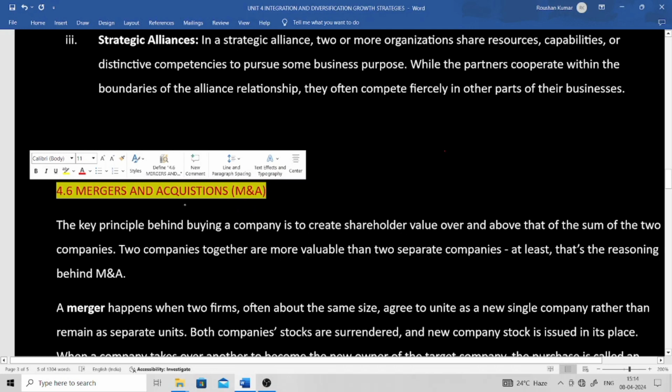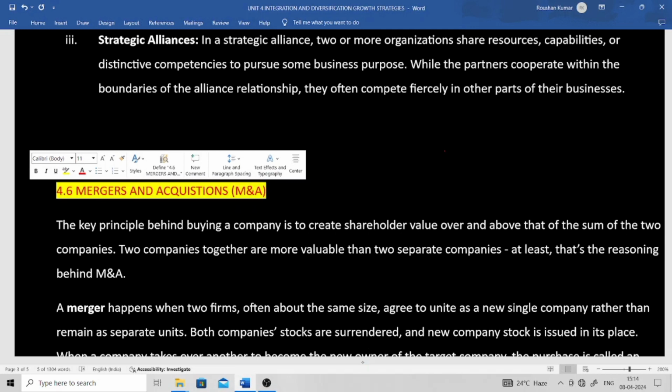Then you have mergers and acquisitions. Here the key principle behind buying a company is to create shareholder value over and above that of the sum of two companies. Two companies together are more valuable than two separate companies. At least that's the reasoning behind mergers and acquisitions.